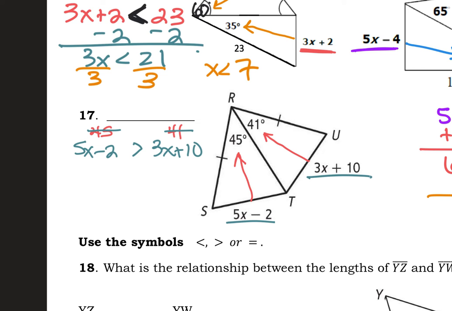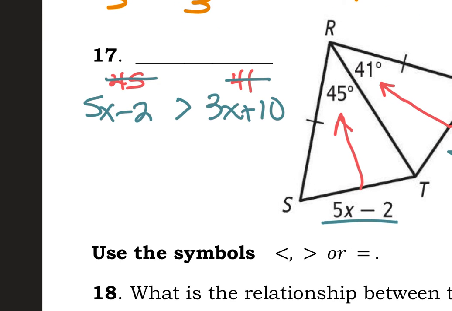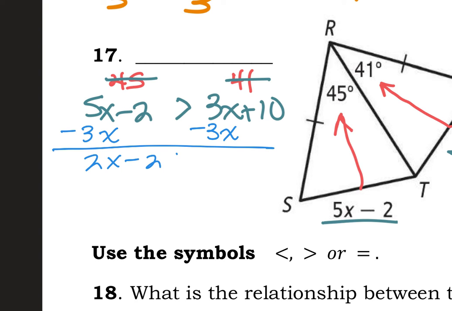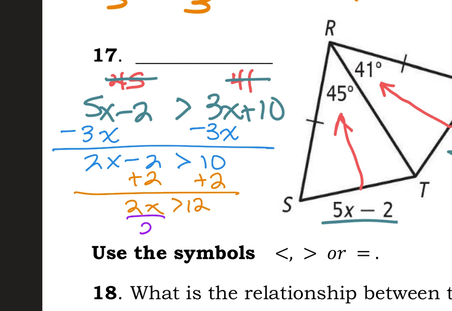All right, from here it's solving. What do y'all want to move over first? The 3x. All right, let's subtract 3x from both sides. 2x minus 2 is greater than 10. What else can we do? Add the 2. 10 plus 2 is 12. Divide both sides by 2. X is greater than 6. All right, make sure you guys have all that copied.